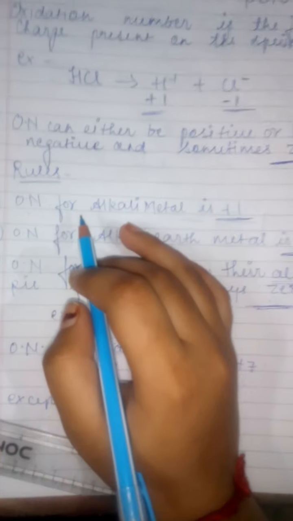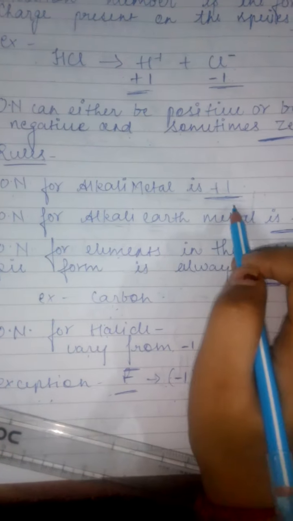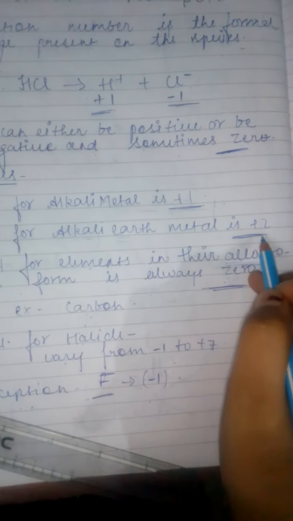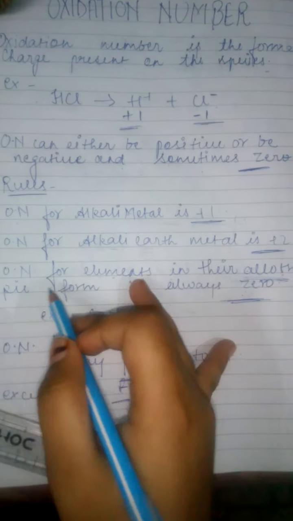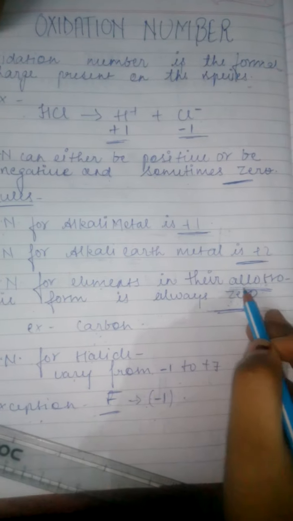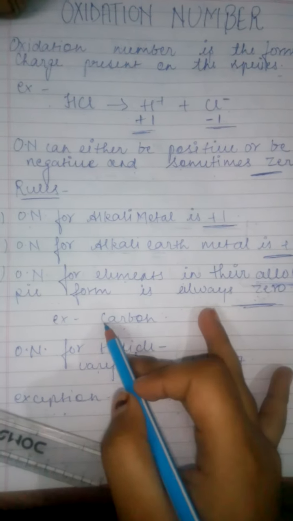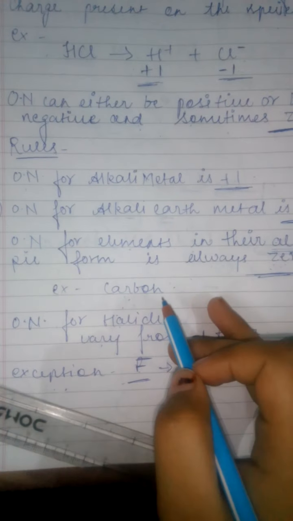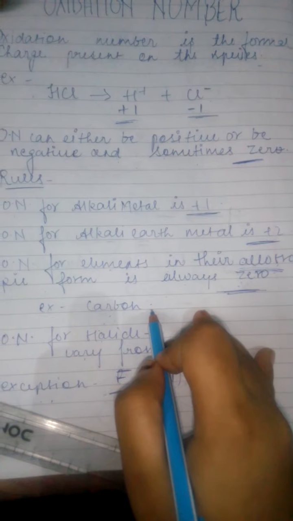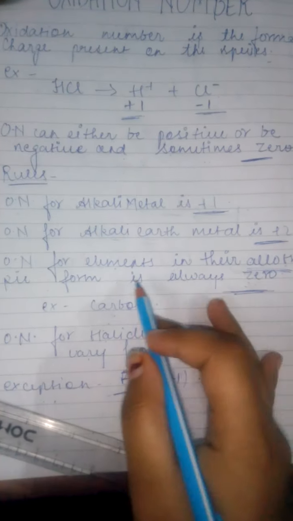Now there are some rules for finding the oxidation number. Oxidation number for alkali metals is always +1. Oxidation number for alkaline earth metals is always +2. Oxidation number for elements in the allotropic form, please note, in the allotropic form is always 0. For example, I am taking carbon. We all know diamond, graphite, fullerenes are the allotropic forms of carbon, and in each case the oxidation number of carbon should be considered as 0.